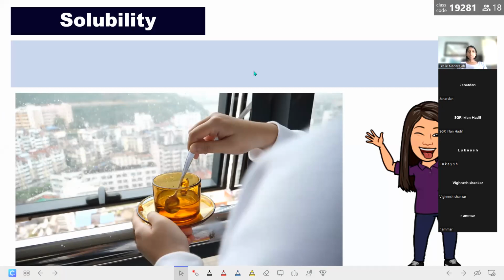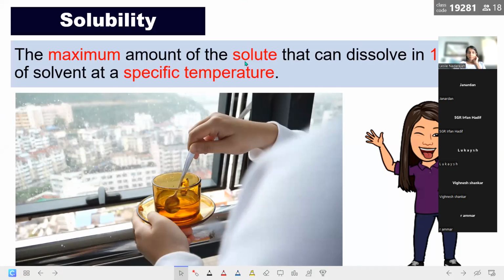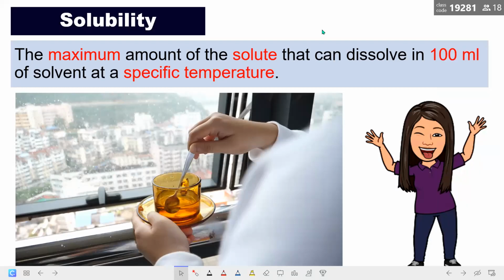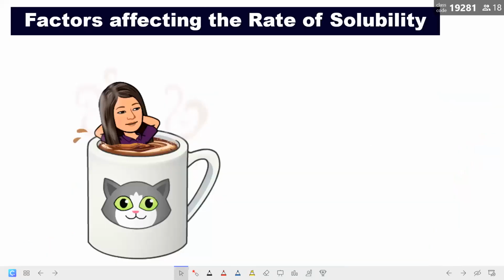So we look at solubility here. The maximum amount of solute that can dissolve in 100 ml of solvent at a specific temperature. Will they ask this in the exam? Will they ask you the definition? No, but you need to understand the concept. Solute dissolving in a solvent, that's solubility. And what are the factors that can affect the rate of solubility?